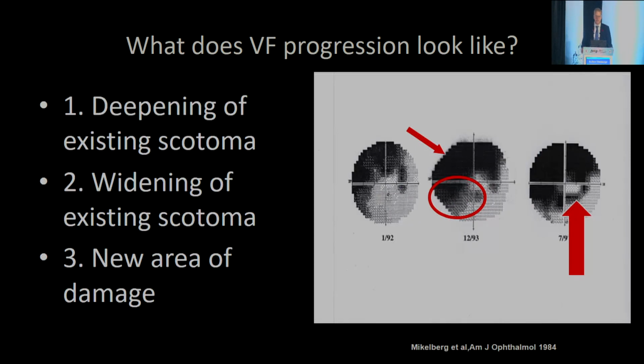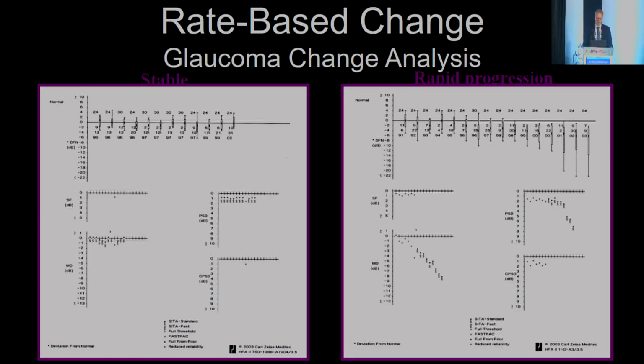So what does visual field progression look like? It could be a deepening of an existing scotoma, so the sensitivity in that one scotoma gets worse. It could be a widening where the visual field defect becomes a little bit larger, or it can be a completely new area of damage. And there are two ways of looking at it: event-based testing, looking at whether or not this looks worse according to a certain baseline, and rate-based changes.